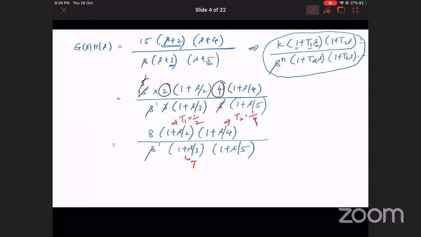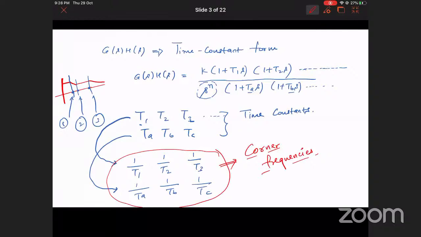I'm not following something like rocket science. It's a very simple thing, just common sense. So the time constant is 1 by 3, and the time constant over here is 1 by 5. So these are the time constants that I have, from which, by inverting them, you will get something called corner frequencies. I hope you remember that. Look at the last slide once again.